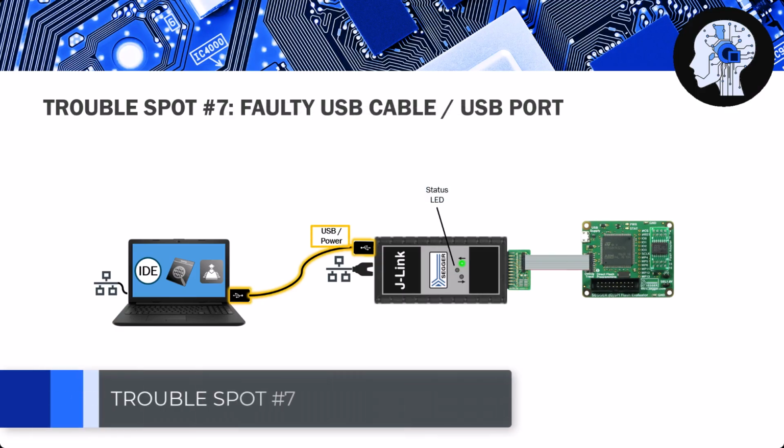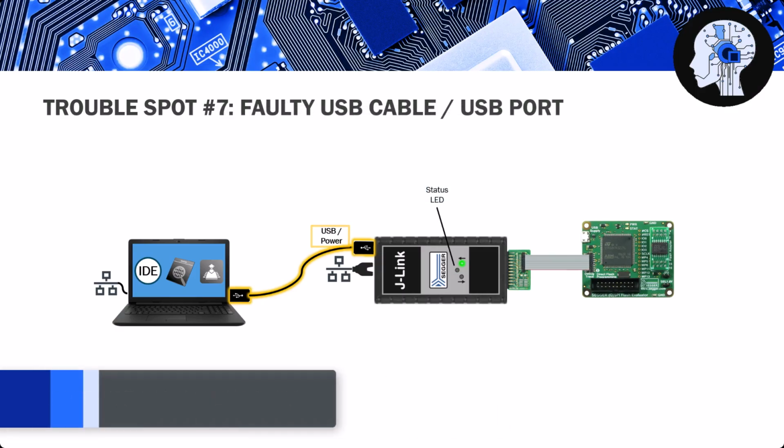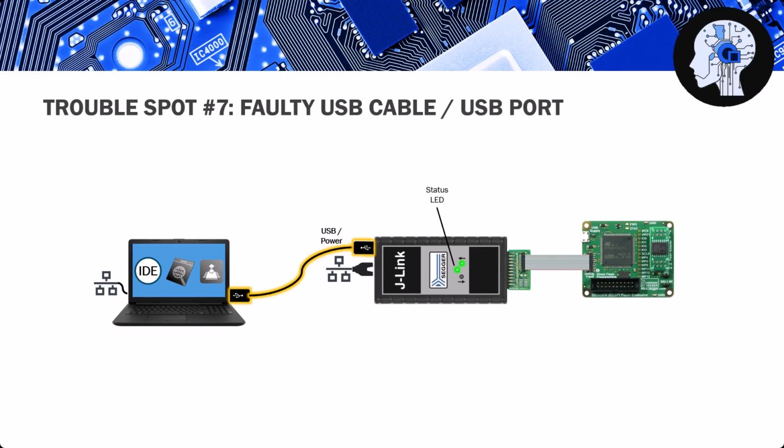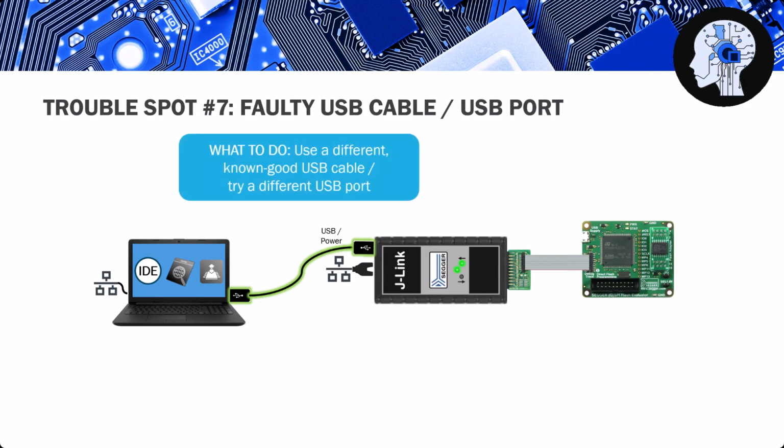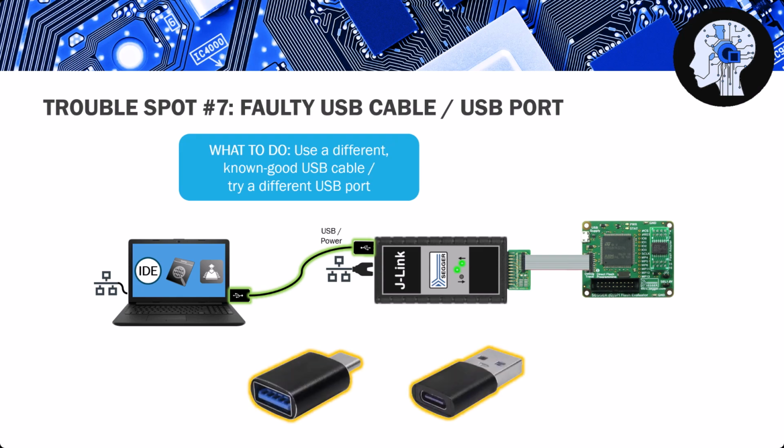Not all USB cables are created equal either. Some USB cables have poor quality, or they deliver only power, but don't support data transfer. If your J-Link is giving you trouble, try a different USB cable, or try plugging it into a different USB port. Sometimes that does the trick as well. Also, try to stay clear of USB-A to USB-C or USB-C to USB-A adapters. They can sometimes cause issues as well.